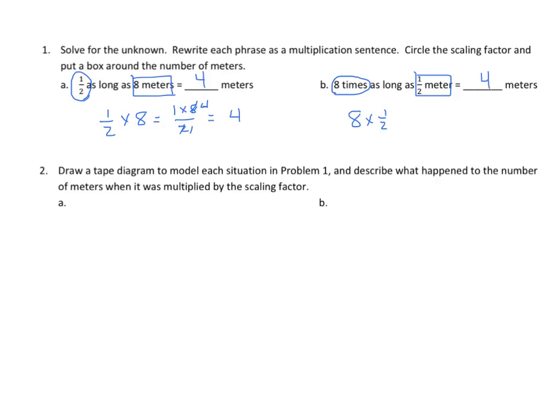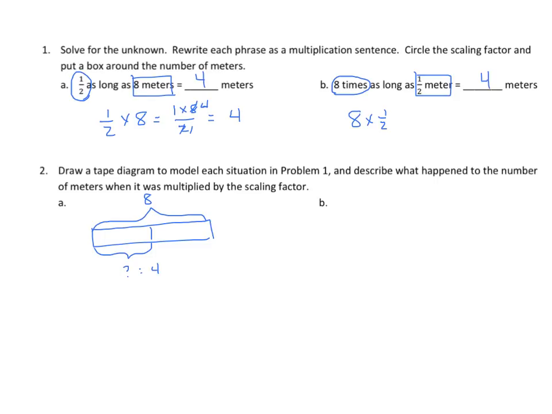In problem two, we have to make a tape diagram representing the two problems above. So we have 1/2 as long as 8 meters. So we know the whole is 8 meters. We're going to bracket and divide this into two parts. We can put a question mark there, and we know that that is equal to 4.